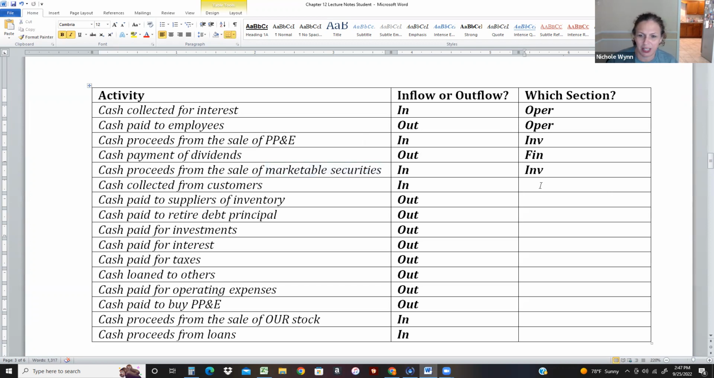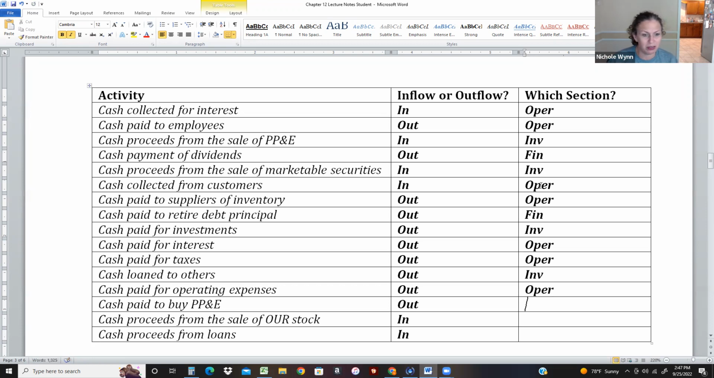Money from customers is operating. Suppliers of inventory, that's your normal stuff. You have to buy inventory all the time. Cash paid to retire debt principal. This is a loan and you're repaying the principal, not the interest of a loan. So that's financing. Cash paid for investments. So this is when you're investing in others. Interest is always operating. Taxes is operating. Cash loaned to others. Now loans go in financing, but this is us loaning money to other people. So we're investing in others.